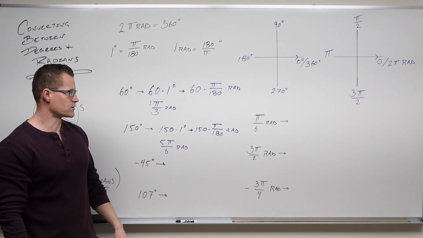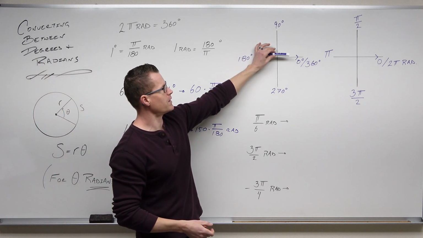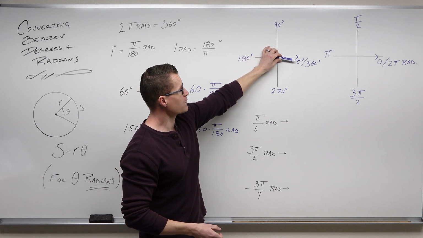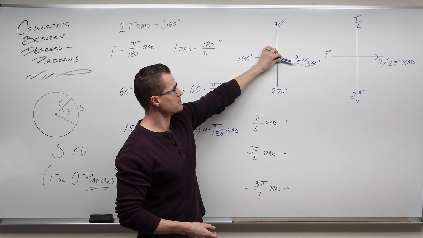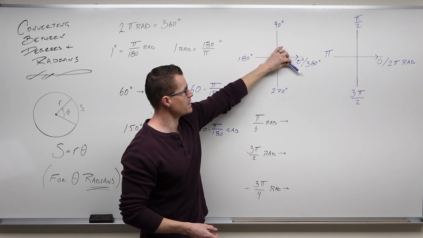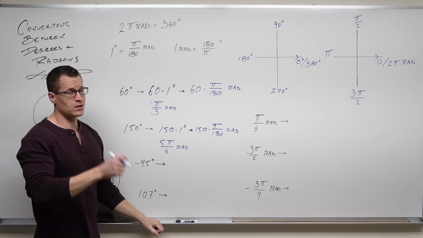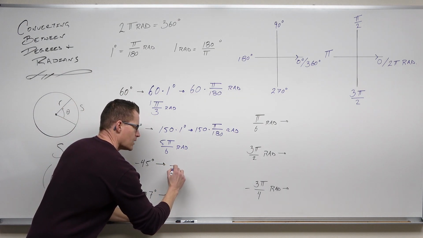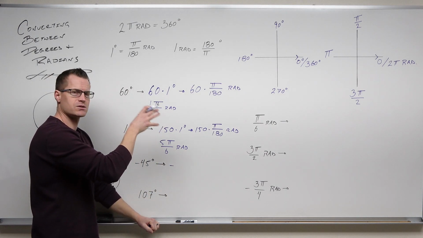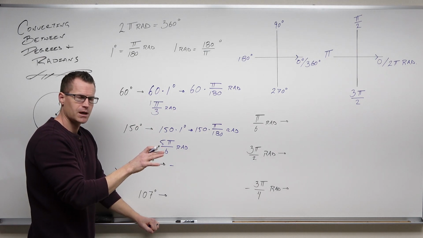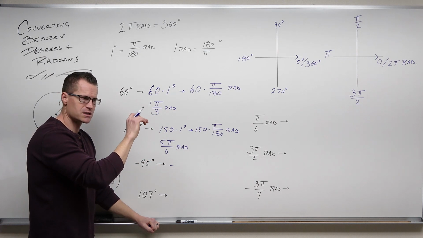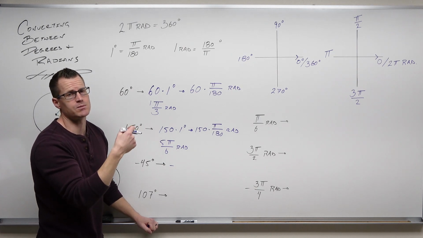How about negative 45 degrees? Well, negative 45 degrees, we know that measuring clockwise, 45 degrees is right between 0 and negative 90. So we're going to be in that quadrant number 4. If we convert this to radians, it should yield the same result. Notice how the conversion between degrees and radians has nothing to do with the sign. So whether you measure degrees positively or negatively, you're going to measure radians the same direction.